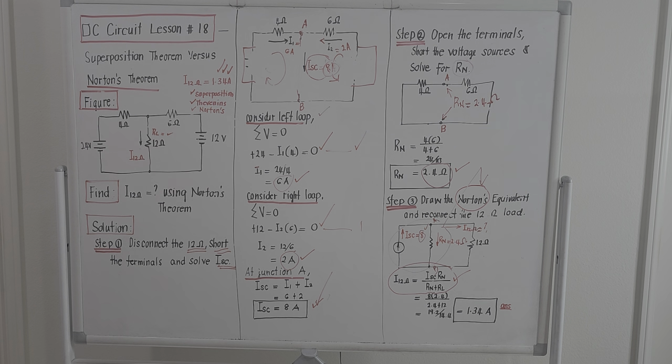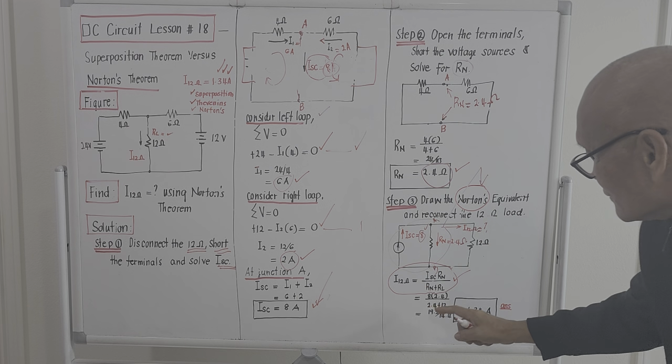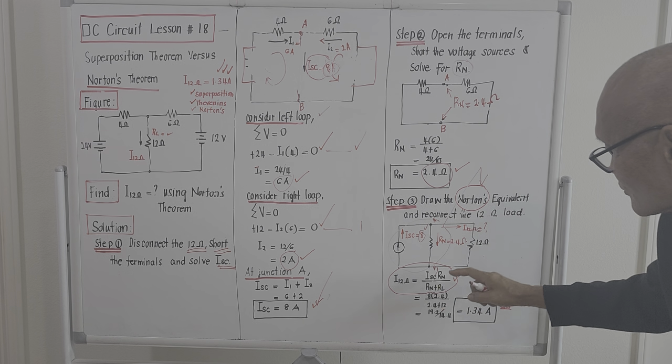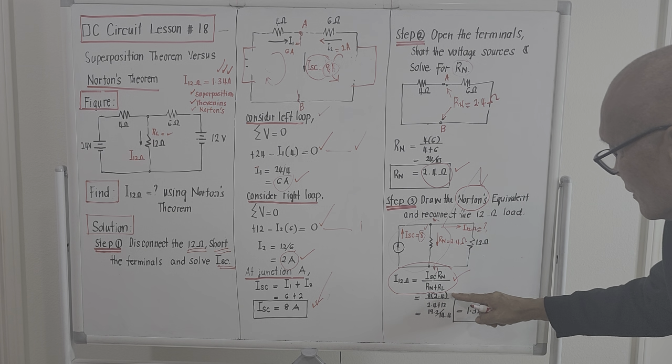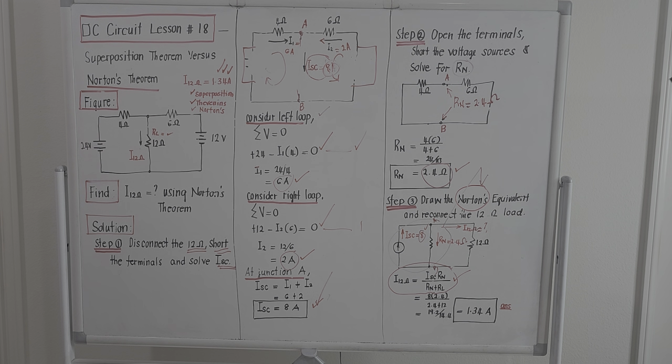All values are computed, right? Short circuit current from step number 1 is 8 amperes. R sub n is 2.4. All over 2.4 plus 12. 2.4 times 8 is actually 19.2. Right? 19.2 all over 14.4. And this will be 1.34 amperes.